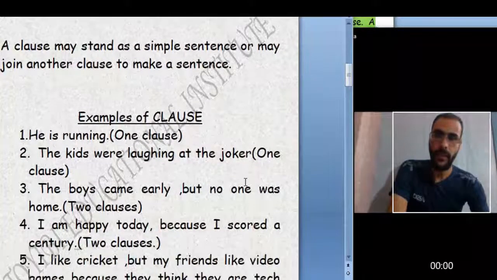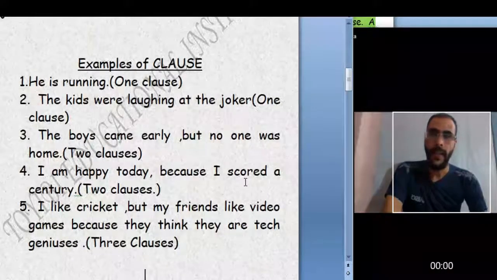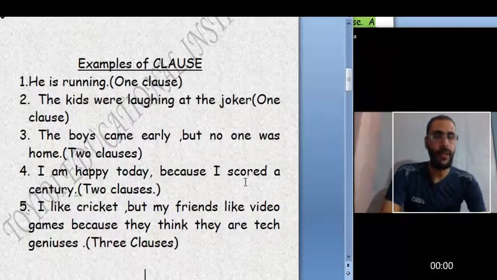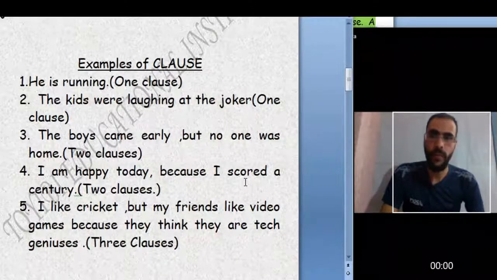He's running, one clause sentence है. He यहाँ पे subject है, तो एक clause है इसमें. The kids were laughing at the joker. The kids यहाँ पे subject है, जो हमारे पास information है is that they were laughing at the joker.